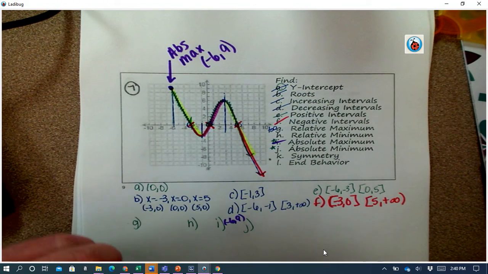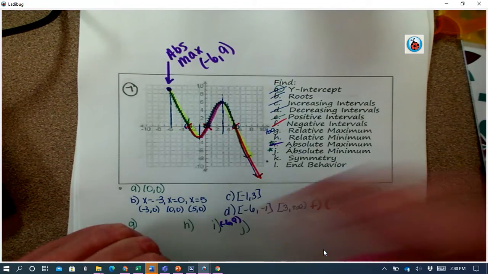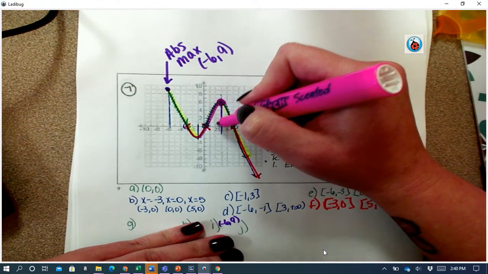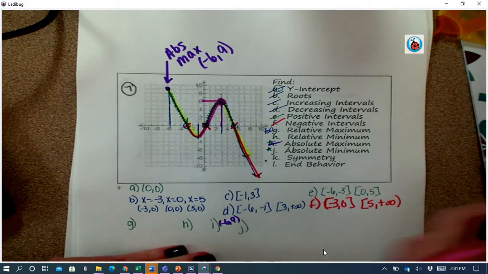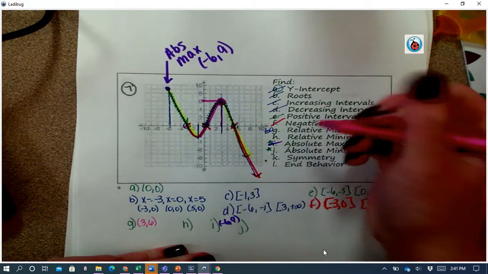Any other peak would be a relative maximum. So we have this other peak point right here, which is at 3, 6. That would be your relative maximum. And I'm sorry I'm going out of order. It's just the way my brain works.